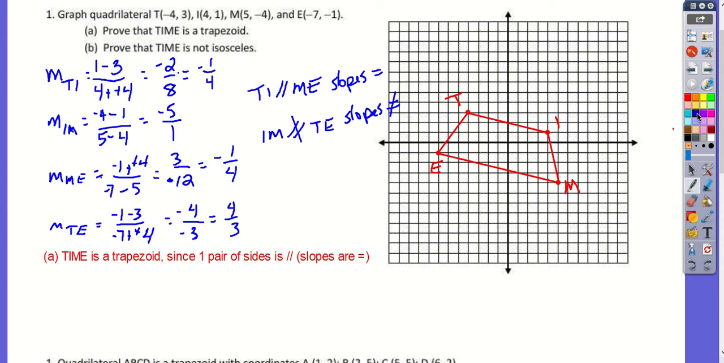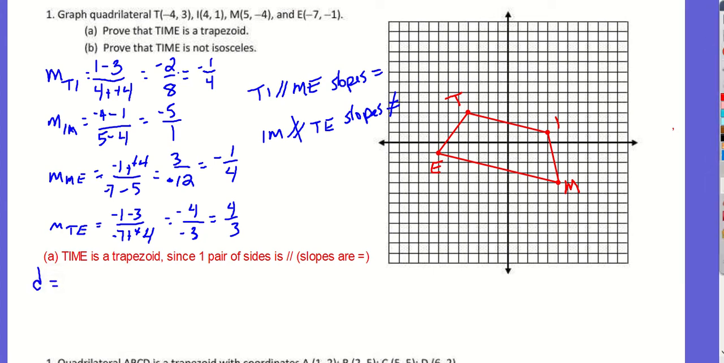All right, and here we go. So we're going to do the distance. We'll do one distance formula, and we'll do one Pythagorean theorem. So for the distance of one of the sides we're showing, which is TE, we're going to do x2, so that's coming from E, is -7.